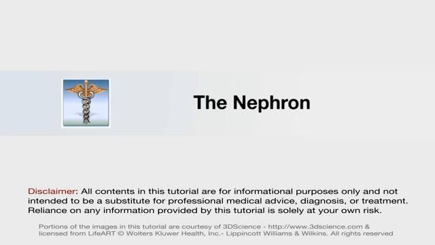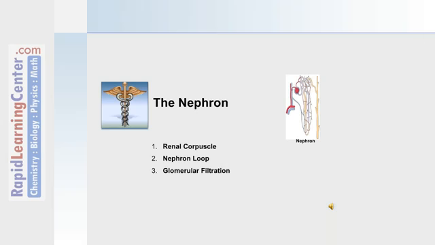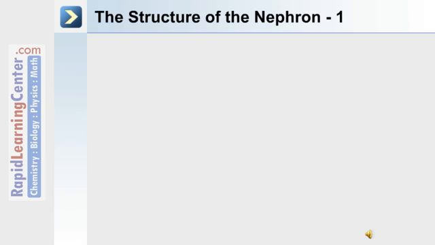Now let's move on to discuss the functional unit of the kidneys, the nephron, including the renal corpuscle, the nephron loop or loop of Henle, and glomerular filtration. The structure of the nephron.